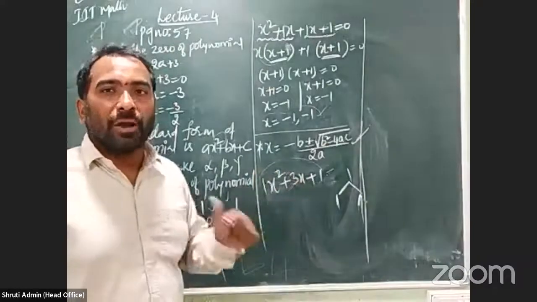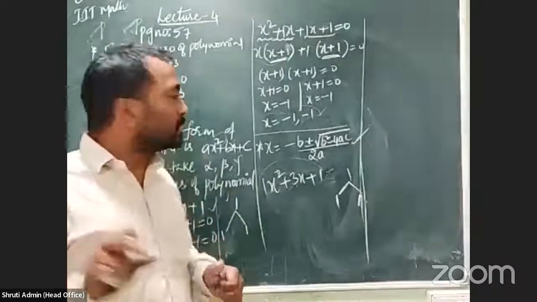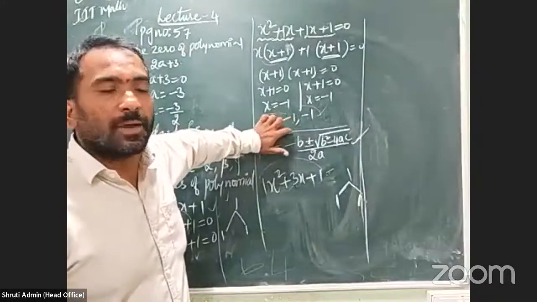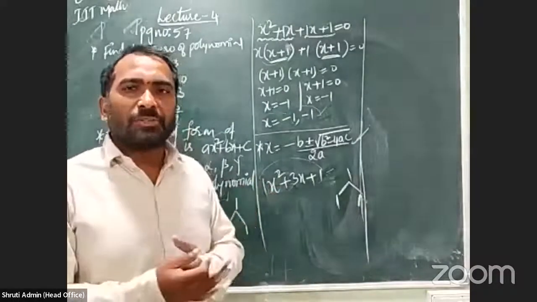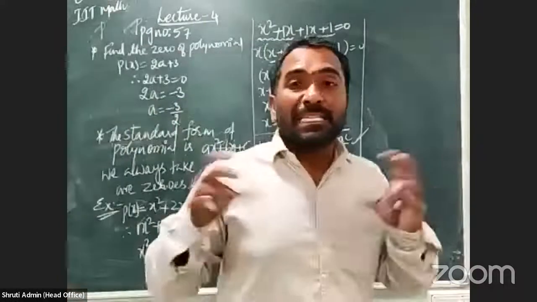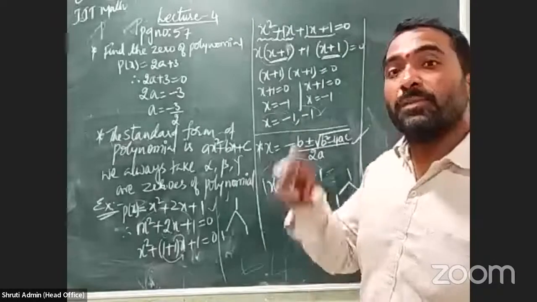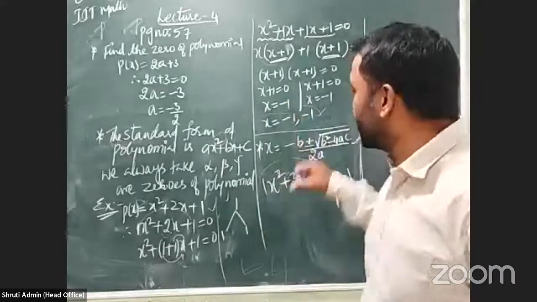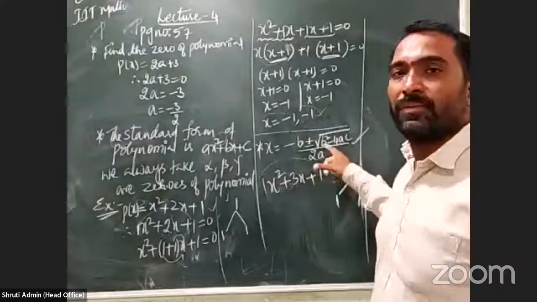So how to find the zeros here? We use this formula. Even when factorization is not possible, we can still find the zeros by using this formula.